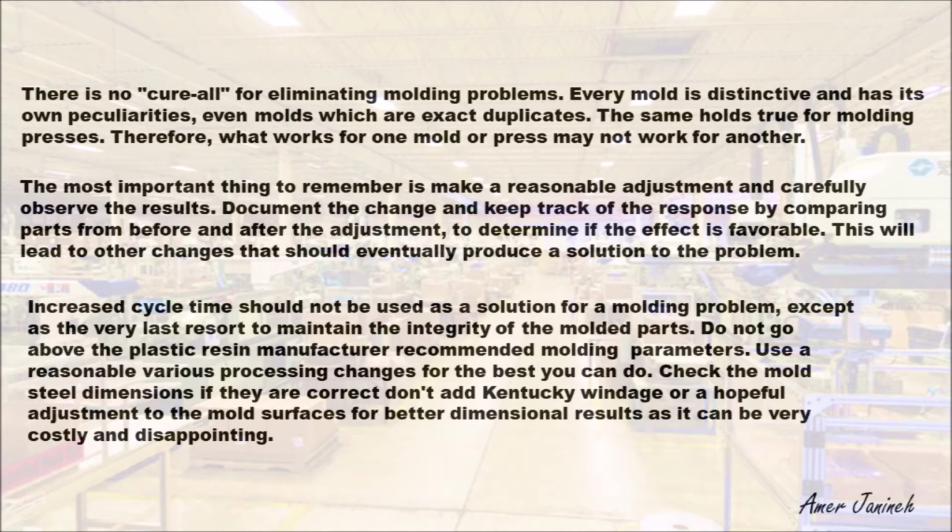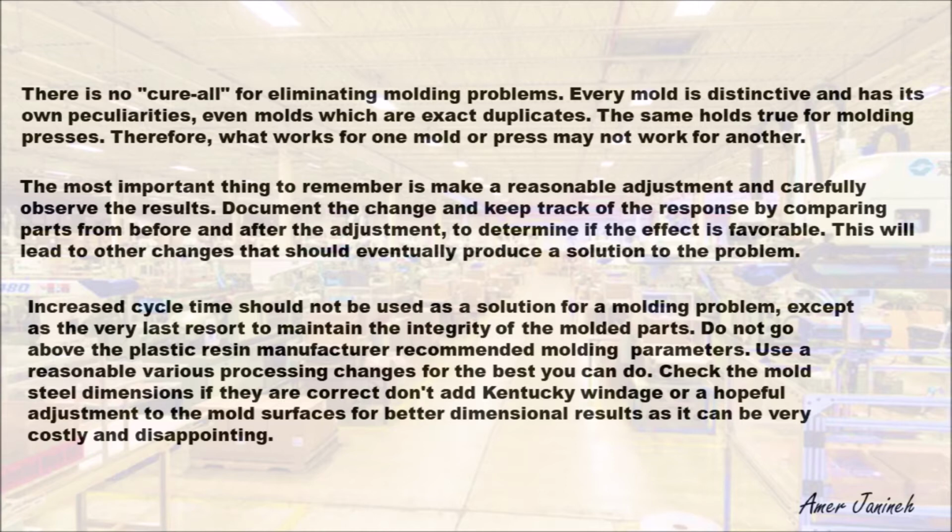Every mold is distinctive and has its own peculiarities, even molds which are exact duplicates. The same holds true for molding presses. Therefore, what works for one mold or press may not work for another. The most important thing to remember is make a reasonable adjustment and carefully observe the results. Document the change and keep track of the response by comparing parts from before and after the adjustment, to determine if the effect is favorable. This will lead to other changes that should eventually produce a solution to the problem.